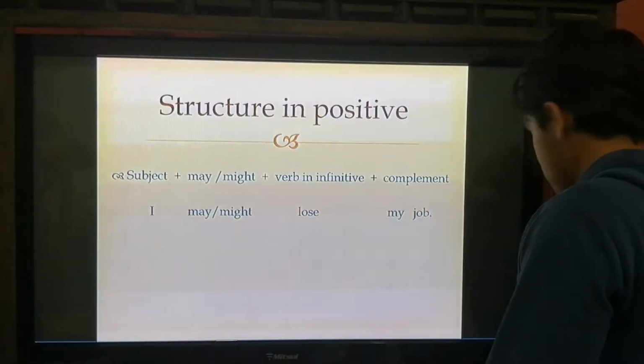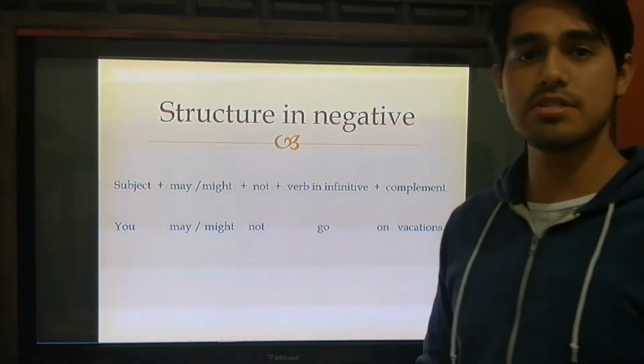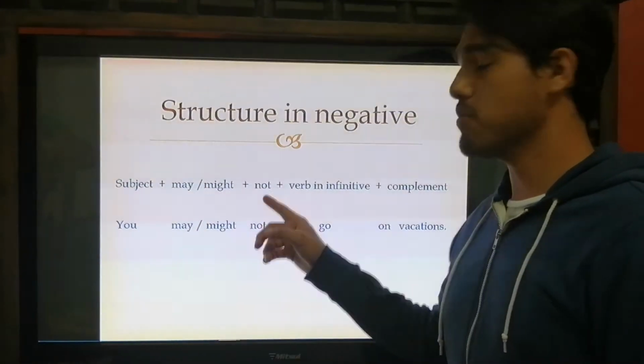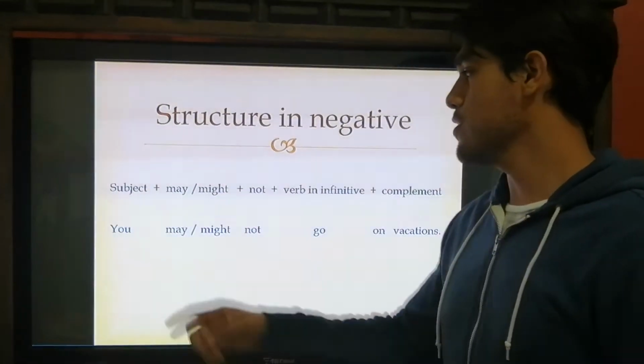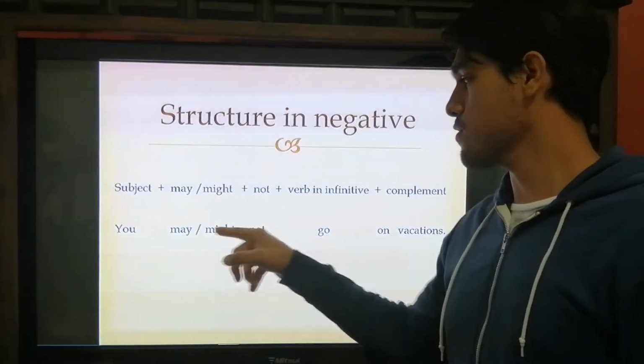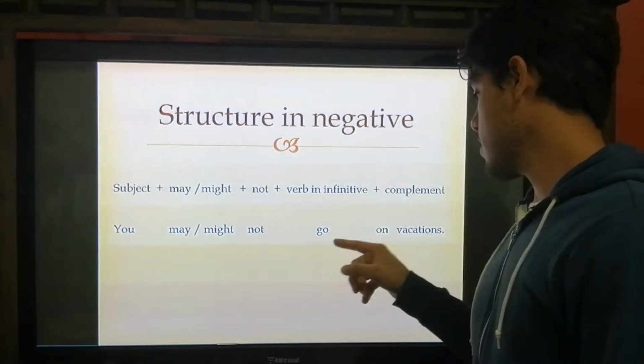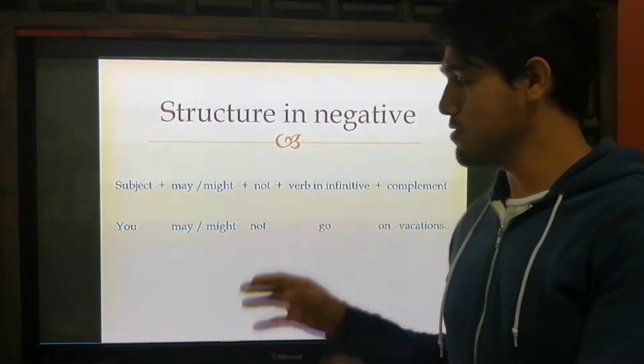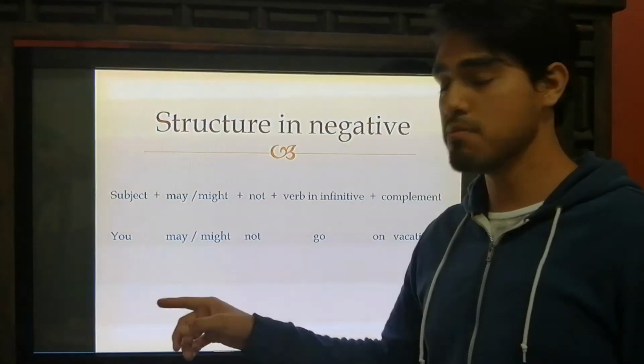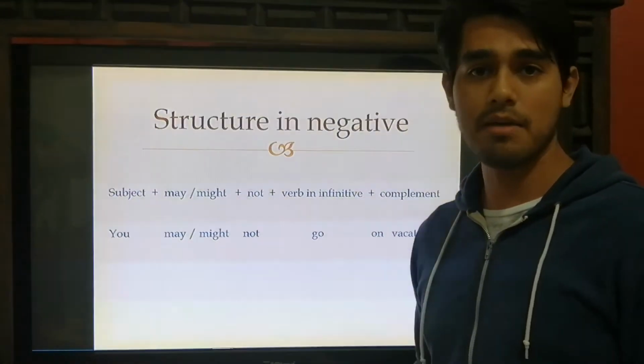The structure in negative is almost the same. What is different is that you add the word not. An example says, "You may or might not go on vacations." The meaning changes a little bit depending on the word you use.